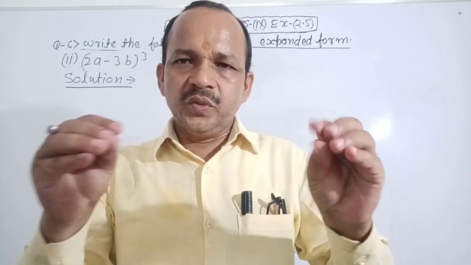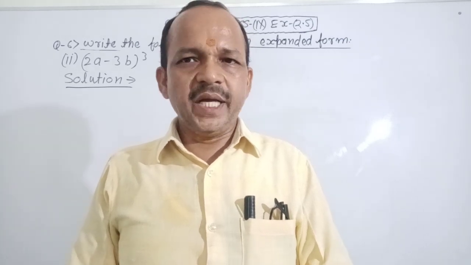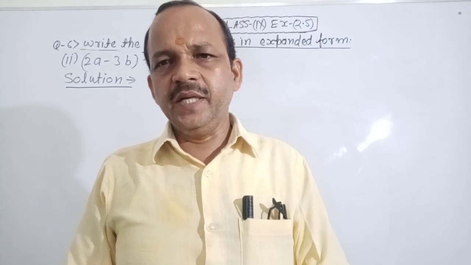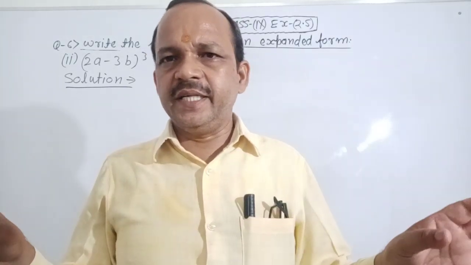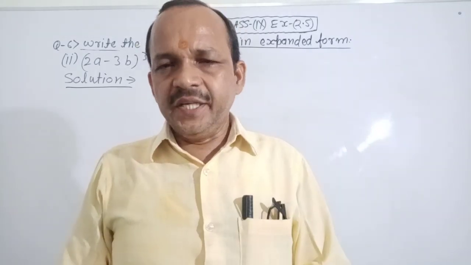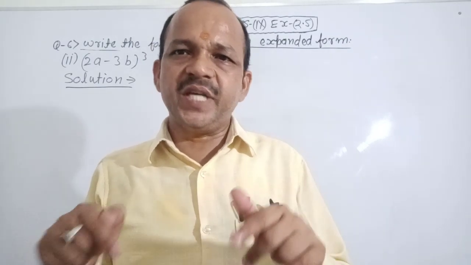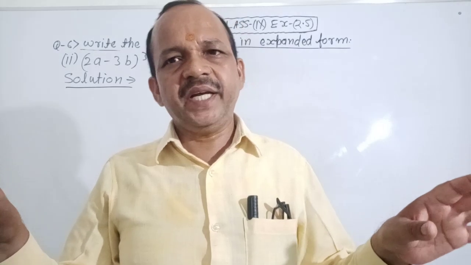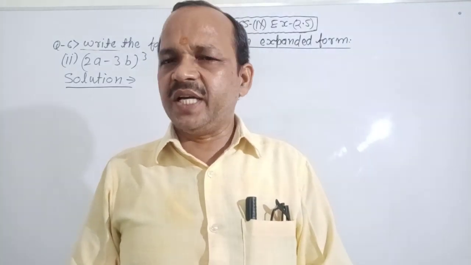The suitable identity is (a minus b) whole cube equals a cube minus b cube minus 3ab in brackets (a minus b). You can use this identity for the following question. It means you can expand the following question with the help of this identity. It is very easy. You can solve your question very easily.